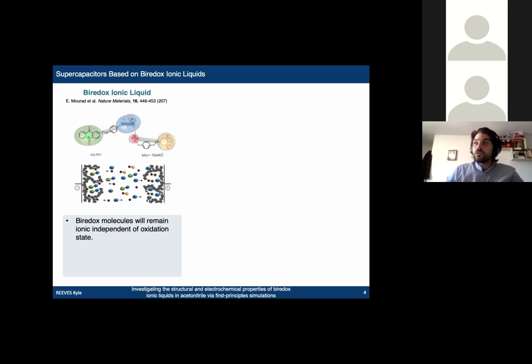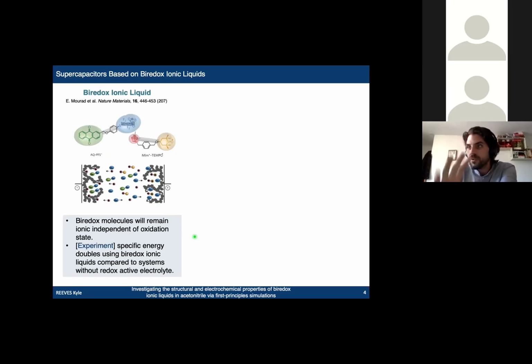The advantage is that regardless of the oxidation state, that is to say with or without the electron in this electrochemically active moiety, the molecules will remain charged and therefore interact with the potential applied to the device. And experimentally, this has been observed in the group of Fontaine and others, who observe that the specific energy of these materials doubles compared to systems without these redox active electrolytes. So it's been shown as well.